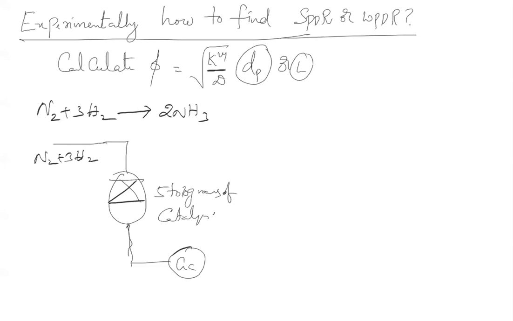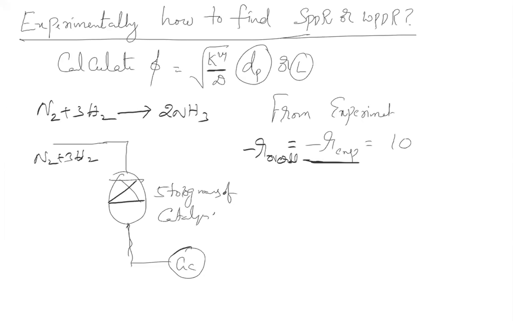Suppose after doing experiments, the rate of reaction which I found experimentally is, let's say, 10. What this means is that the rate you observed from the experiments is your overall rate.